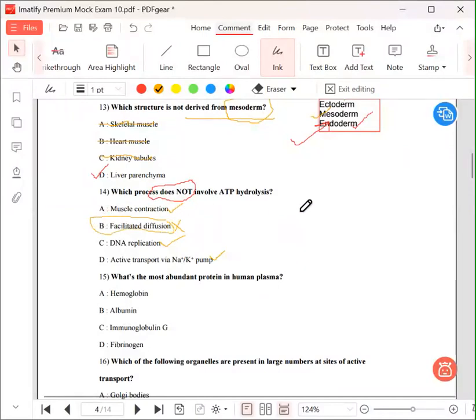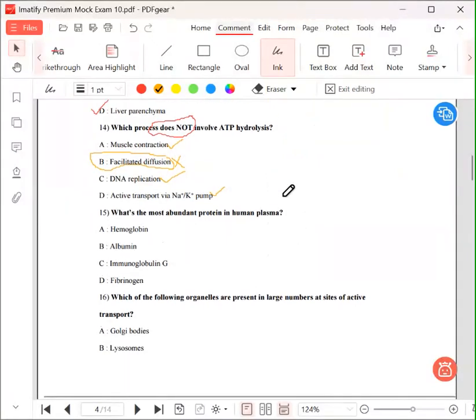So why it does not involve ATP hydrolysis is because it is a type of passive transport. It uses carrier or channel proteins to move molecules down their concentration gradient, so it does not require any kind of energy, or in biological terms, ATP.